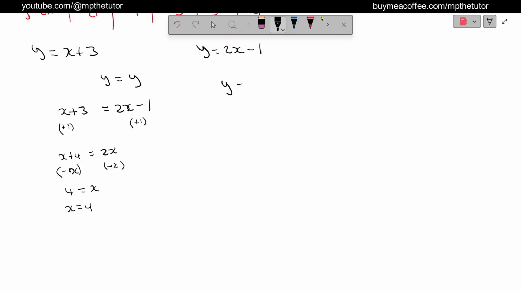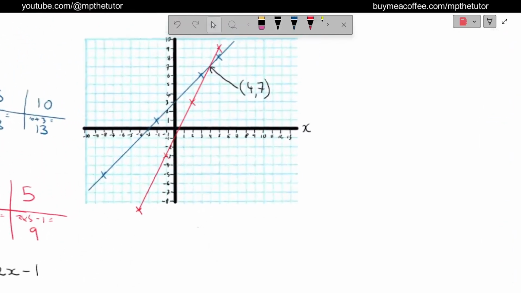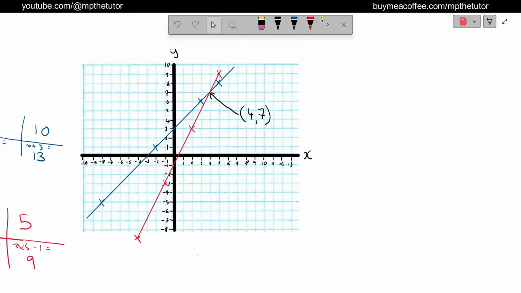Then we can go, well, y equals x plus 3, so y equals 4 plus 3, which is 7. So you have x equals 4, y equals 7. If I go back to my graph, now that I've zoomed in on it, you'll see that they are meeting at the point (4, 7), which is what I just calculated algebraically.